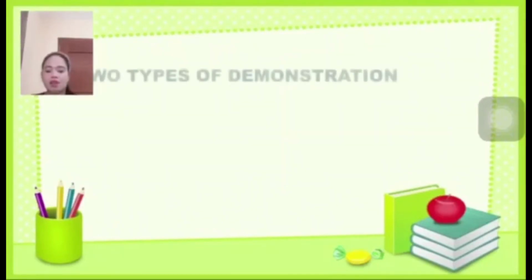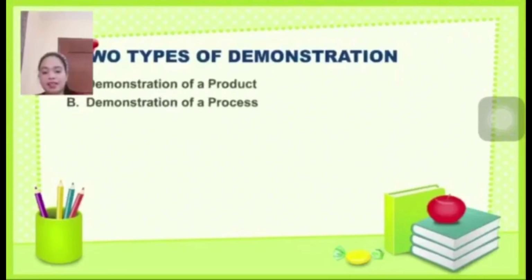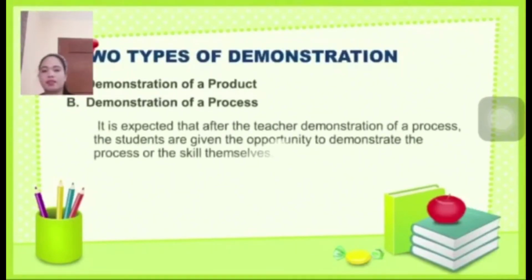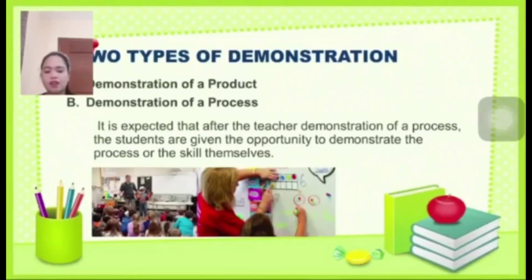We have two types of demonstrations. First is demonstration of a product and the second is demonstration of a process. It is expected that after the teacher demonstrates a process, the students are given the opportunity to demonstrate the process or the skill themselves. However, students should not be expected to demonstrate the process or the skill immediately on their own after the teacher has shown it. This has to be done gradually.